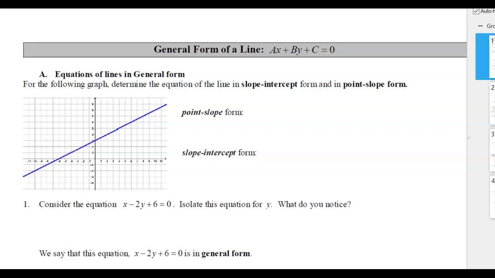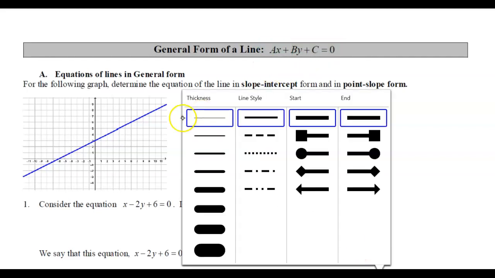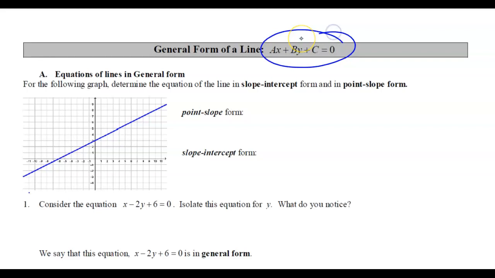The general form, take a look at what it looks like, how different it looks. It has all the terms on one side, 0 on the other. And we want all of the x, y, and constant terms on one side. We want them on the left, okay? But nothing, so that it's not y equals. There's no brackets. There's no y's on one side, x's on the other. Okay, so this is general form.